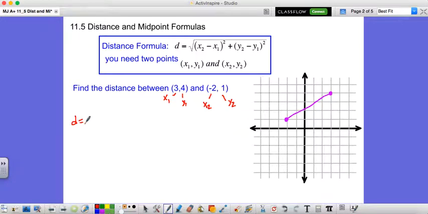So distance is equal to the square root of x2 minus x1. Well, x2 is negative 2. x1 is 3, squared, plus y2, which is 1, minus 4, squared. Okay, let's do some simplifying. Negative 2 minus 3 is negative 5. 1 minus 4 is negative 3.